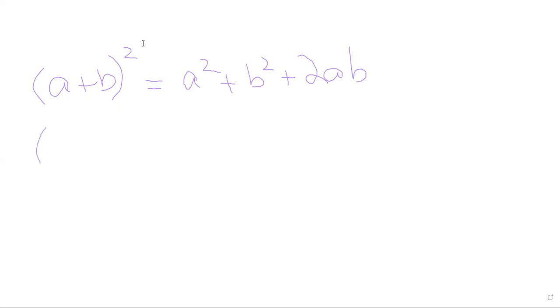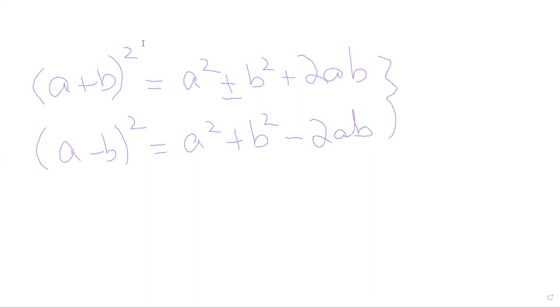And what is the formula for a minus b whole square? a square minus b square, no. For b square, there will always be a plus sign. So a square plus b square, then minus 2ab. You have to memorize these formulas for solving the questions. Are these clear? Yes, miss.